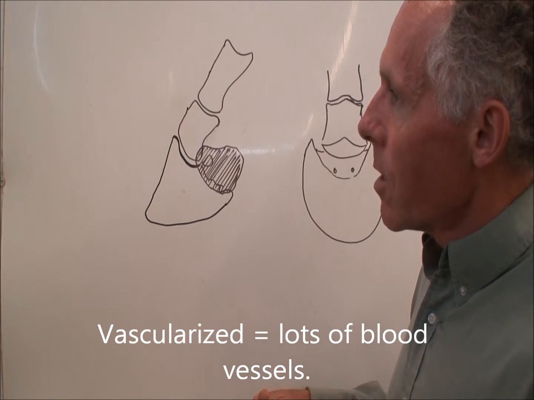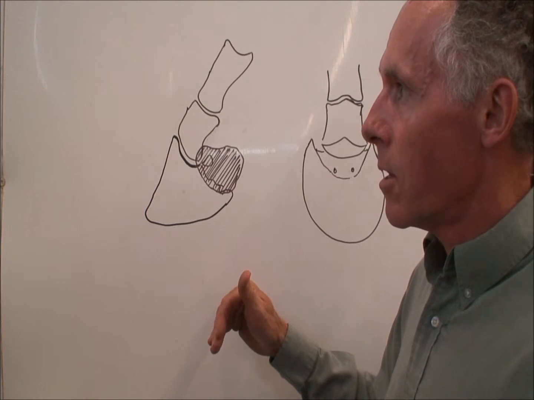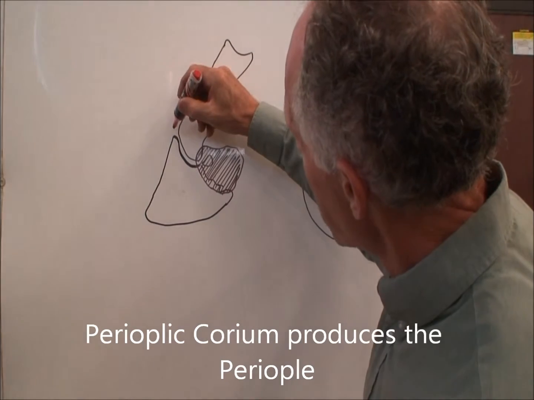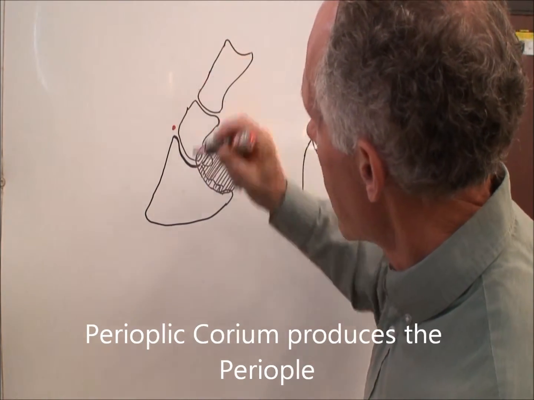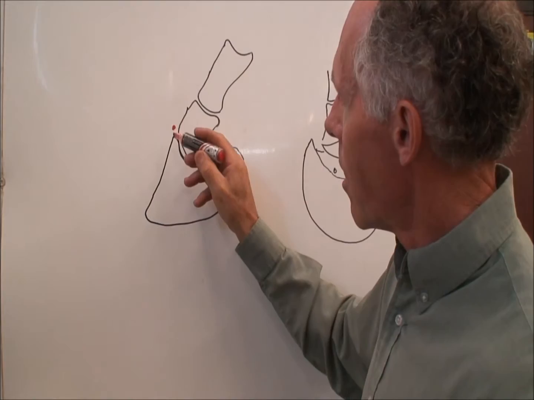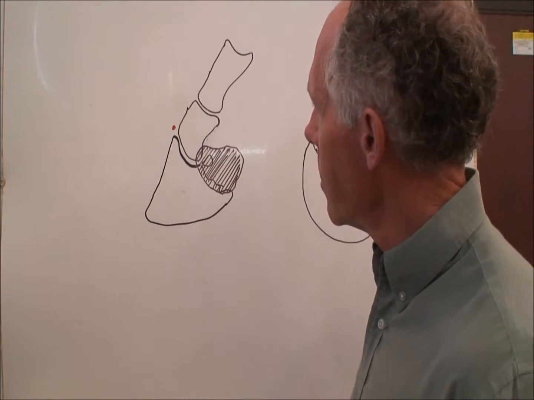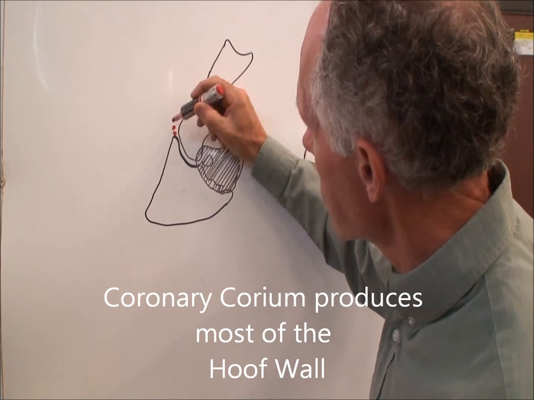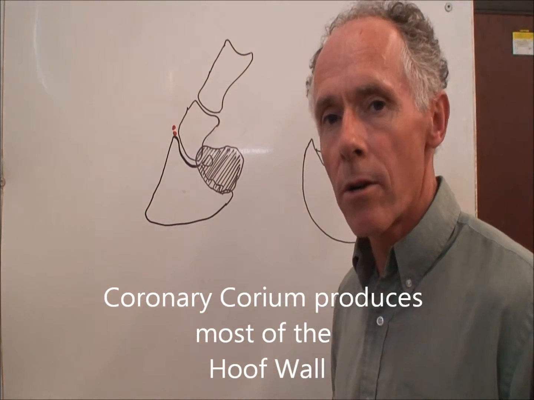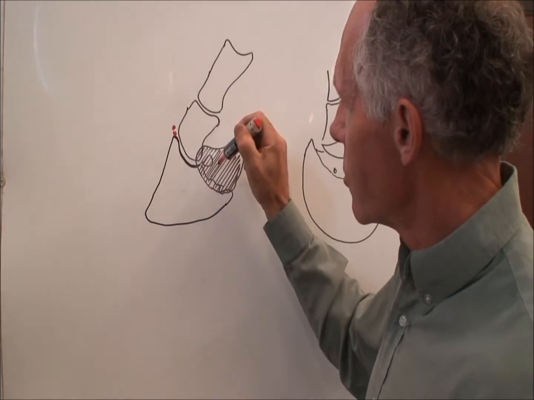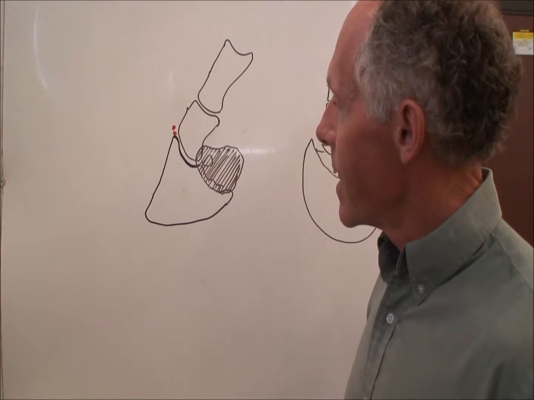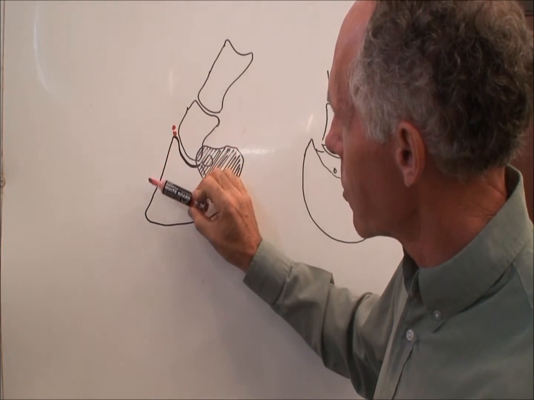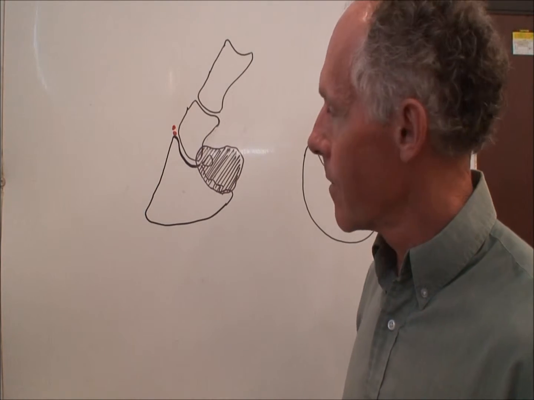So we can divide the corium up and name it according to the area that it grows. We have the perioplic corium, which will be found up in this region, and will produce the periople that covers the upper region of the hoof wall. Then we have the coronary corium, which would lie just distal to it and forms the principal part of the coronary band and encircles the hoof from heel to heel. That produces the majority of the hoof wall. The hoof wall grows from the coronary corium downwards and forwards over P3.